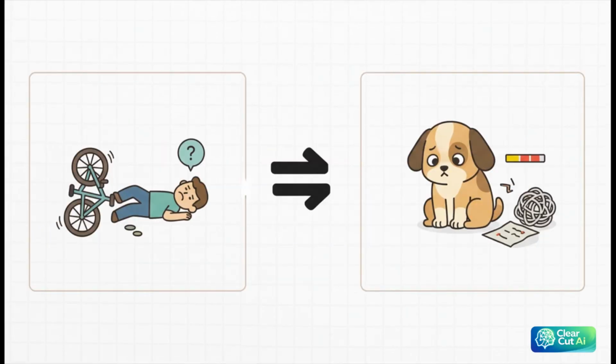And believe it or not, that whole messy, brilliant trial and error process, well, that is almost exactly how some of the most powerful AIs in the world learn how to do new things. It's all about learning from your mistakes.